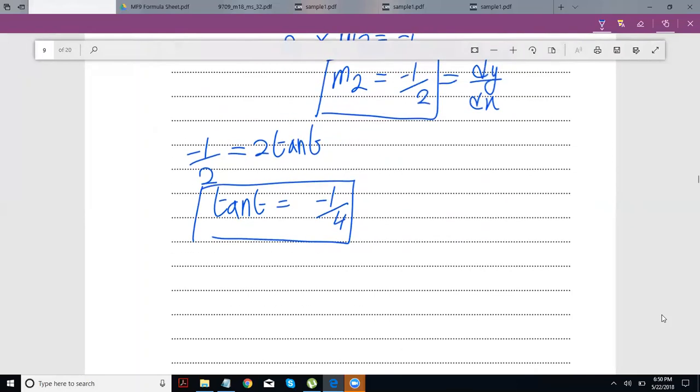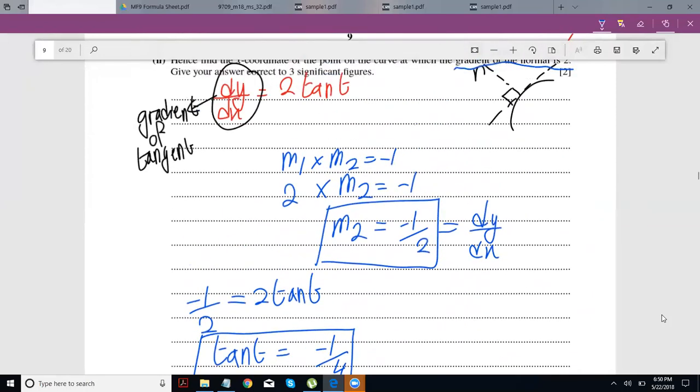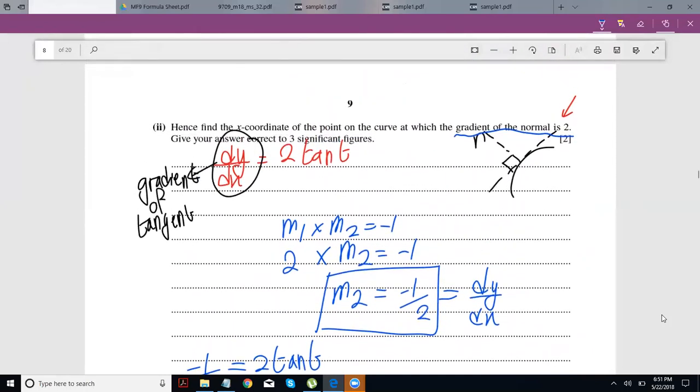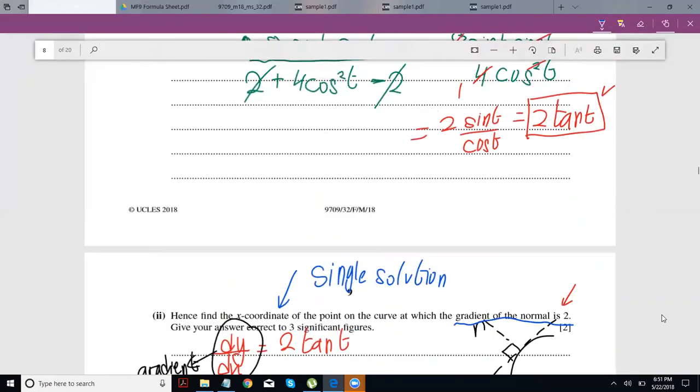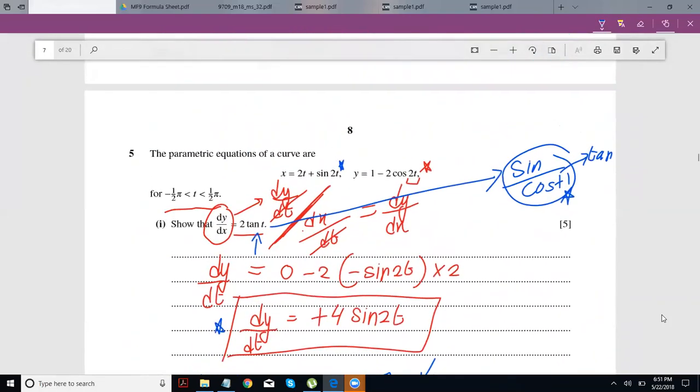Now we have to solve for t. A few things are important in such questions. Do look at the English they've used. I know it sounds funny, but this really helps. They're talking about the x coordinate, so they're looking for a single solution. So if you're getting more than one solution, you're either doing it wrong, or you did not look at the range of values that's given.